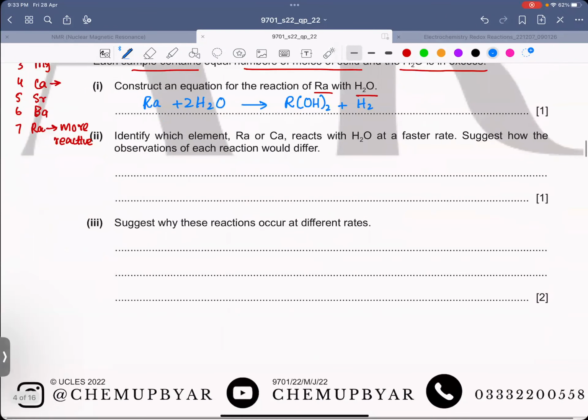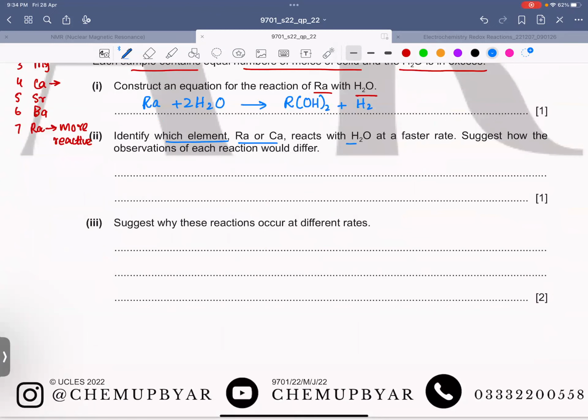Identify which element, radium or calcium, reacts with water at a faster rate. So we already decided that it's radium, which reacts with water at a faster rate. Suggest how the observation of each reaction would differ. So if you look at the equation, if I put the state symbols, it's a solid, it's a liquid. Here we get an aqueous and a gas.